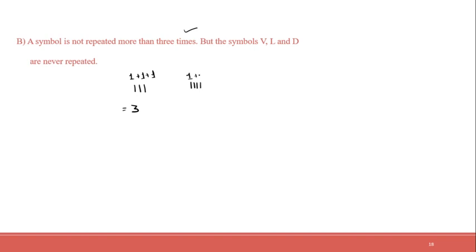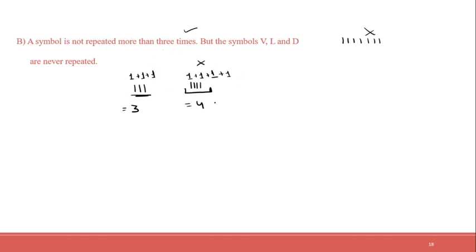But if I want to write 4, and I write it like this, 1 plus 1 plus 1 plus 1, it becomes 4. But if I write it like this, then it will occupy more space. Then if I want to write 7, I'll write 1, 2, 3, 4, 5, 6, 7. No, this is not the right way. We will not repeat the number more than thrice.